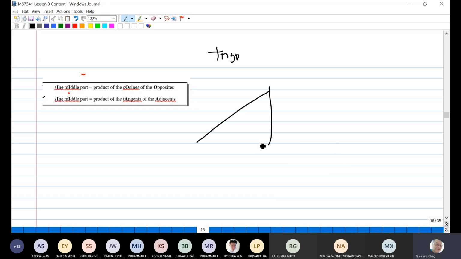Right angle triangle. So that's a right angle triangle, right? This is A, B, C. This is called opposite here. This is called adjacent. This is angle A here, and this is hypotenuse. If this is A here, this one is 90 minus A. B is 90 minus A, right?